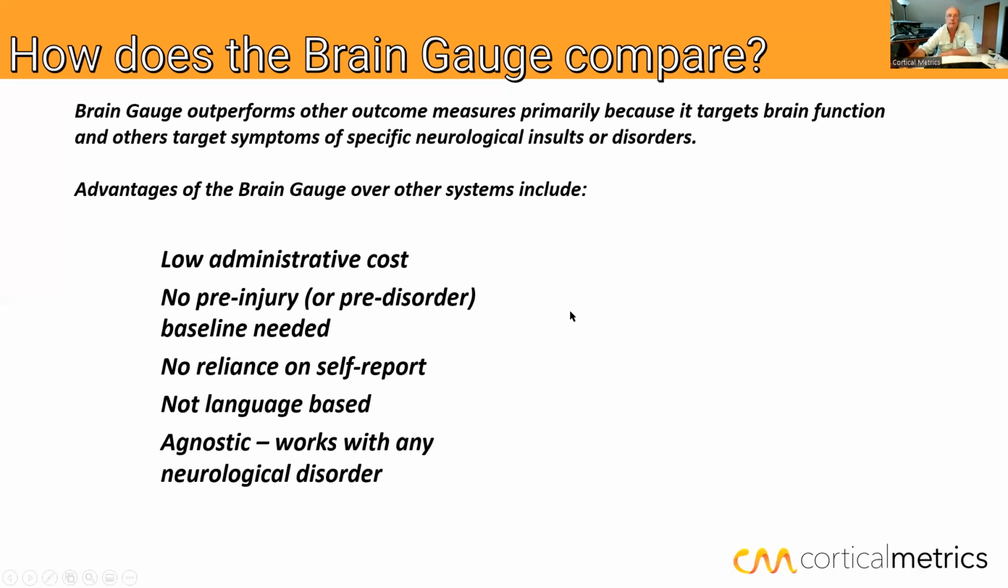That's a concept where, at the very beginning, we were studying a lot of pain patients and we said, well, there's no way to have a pre-chronic pain measure unless you track somebody from way before they get chronic pain. But for any disorder, it's really difficult to get that pre-injury baseline. Concussion is the only industry that does that.